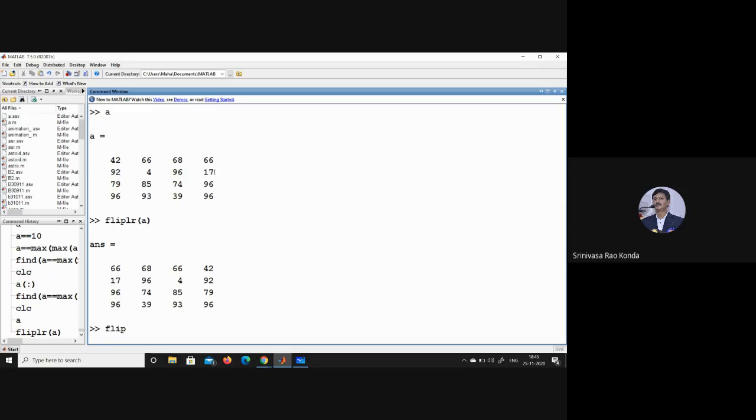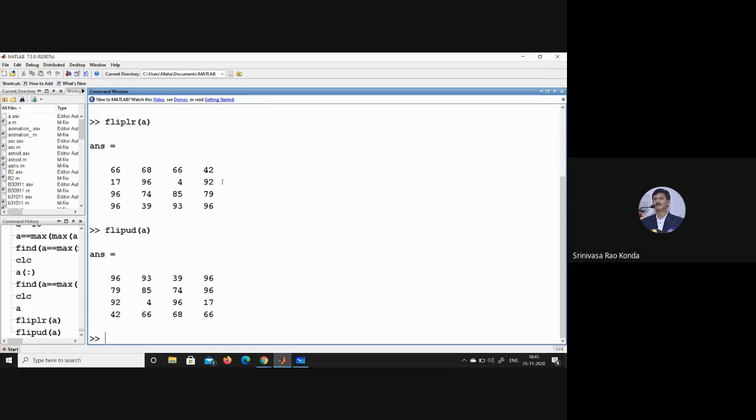Flip UD. UD means up and down. My A is this one. This row will be written at the first row, in reverse. Flip up and down, flip left and right. Okay, I hope you understand.